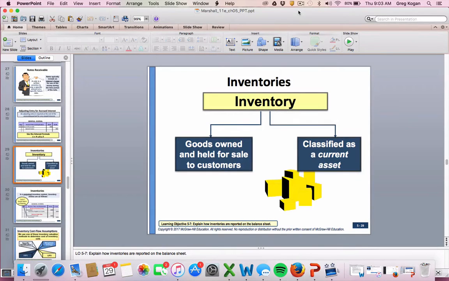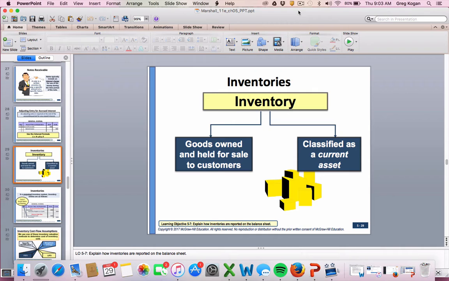Hi everybody, I wanted to continue with inventories. It's very detailed, so I wanted to reference the text and go through essentially page 149 through about page 159, where we cover pretty much everything.